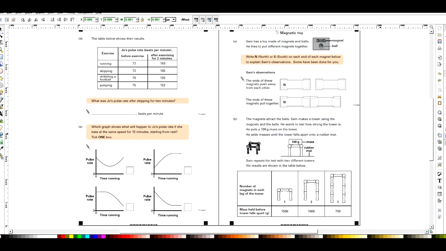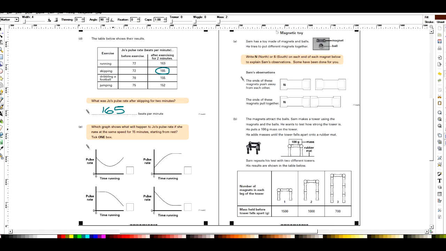The table shows the results. Running, skipping, dribbling, jumping, before and after. What was Joe's pulse rate after skipping for 2 minutes? So after 2 minutes, what was it? 165. Yeah, 165, not 1 minute 65. You can't get a minute of beating.